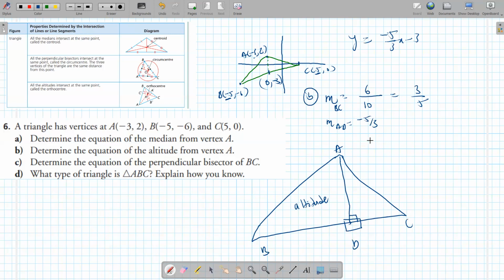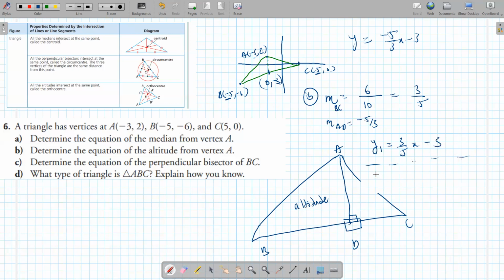So that means the equation of the line BC, I'm just going to call this y1 or whatever. It's going to be 3 over 5x plus b. I'm just going to plug in a point. Which one would be easy? I'm going to plug in the point C. So y is 0, 3 over 5 times negative 5 plus b. Therefore, b is negative 3. So that's our b value, negative 3. So this is the equation of the line BC.